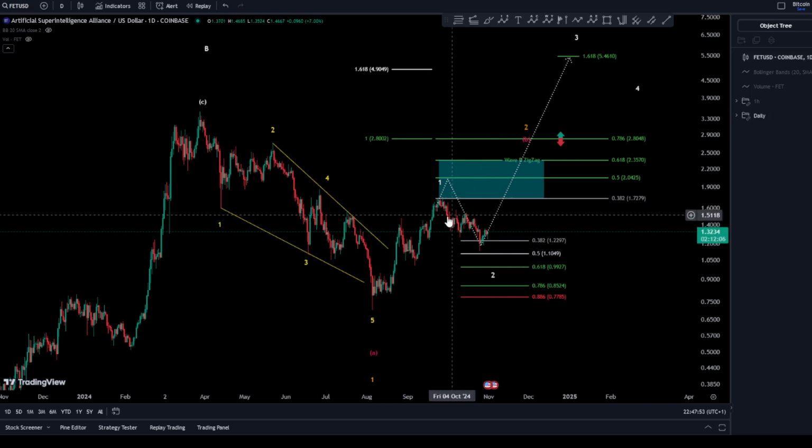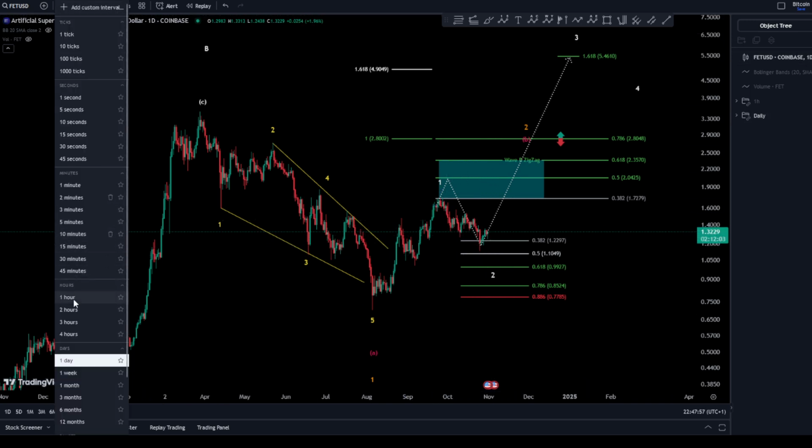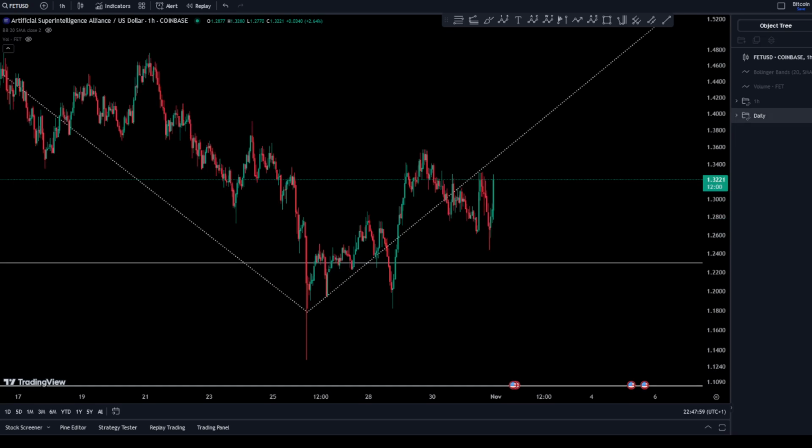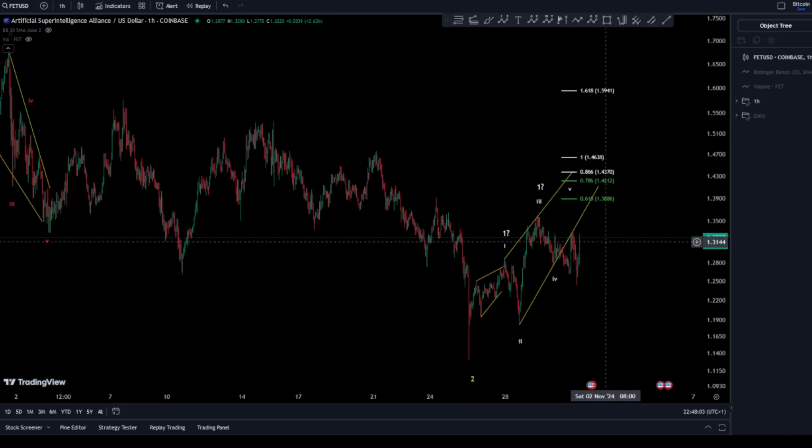Let's check what's going on here. Are we looking for lower prices or are we looking for higher prices? Let's go for the 1-hour chart here. In the 1-hour chart, what we were looking at, yes.